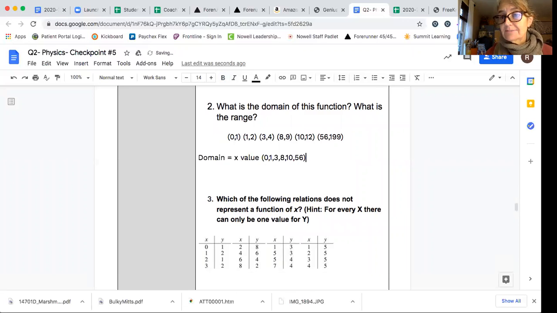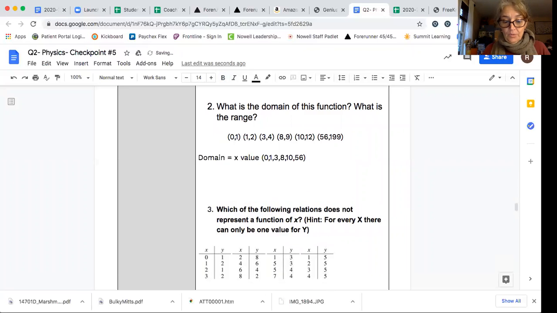Those are the domains. But the range of this would be the y values. So we're going to do this. The range is equal to the y values. And the y values now, we're going to do the same way. In the first pair, (0, 1), y would be 1. In the next pair, it would be 2. In the next pair, it would be 4, and 9, and 12, and 199. And there is your domain, all of your x values, and your range, all of your y values.